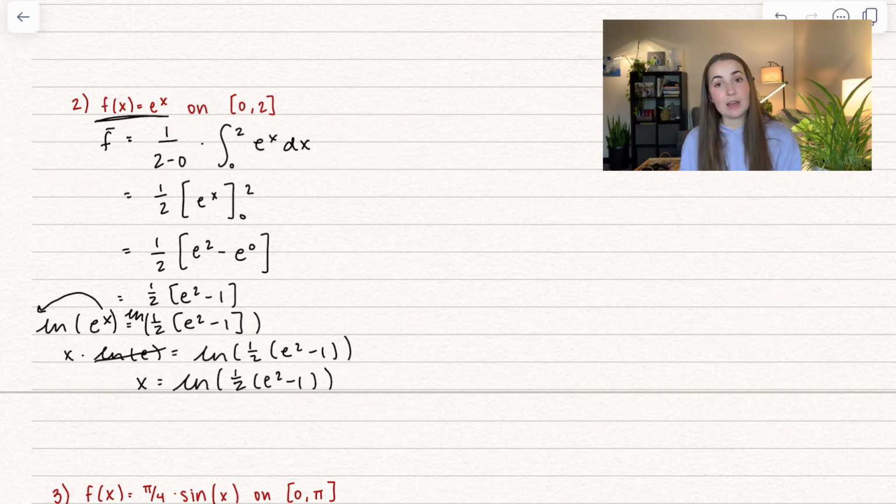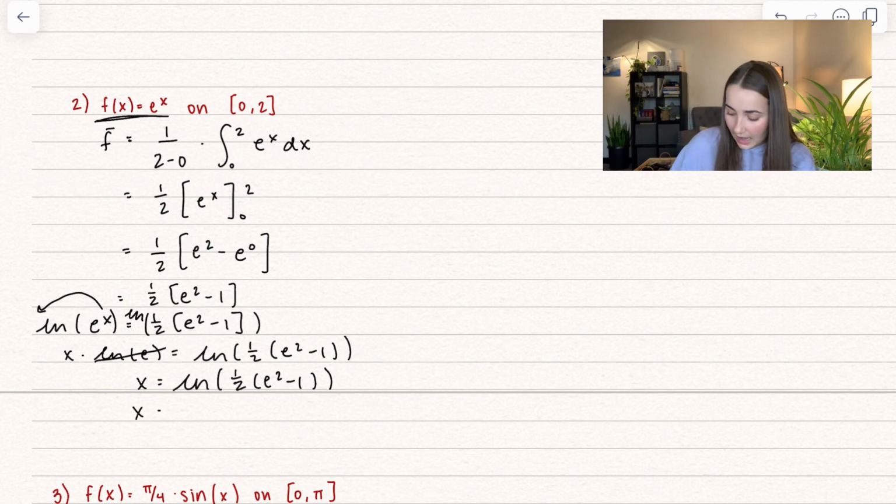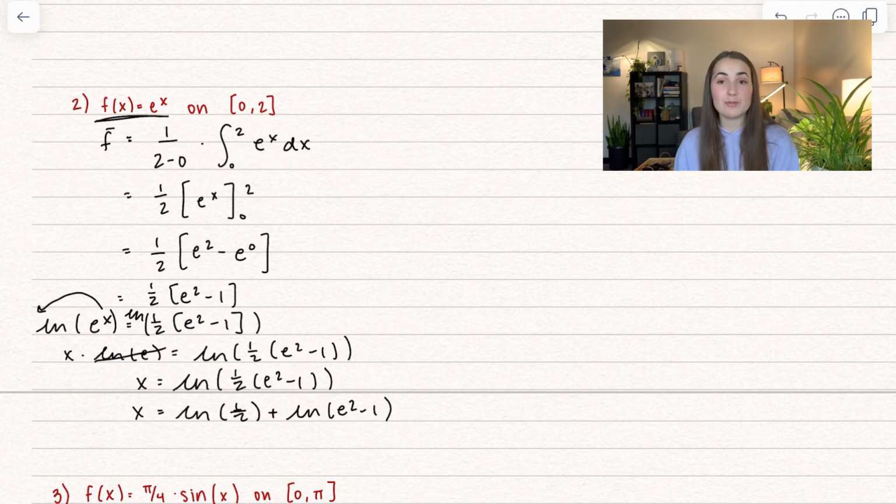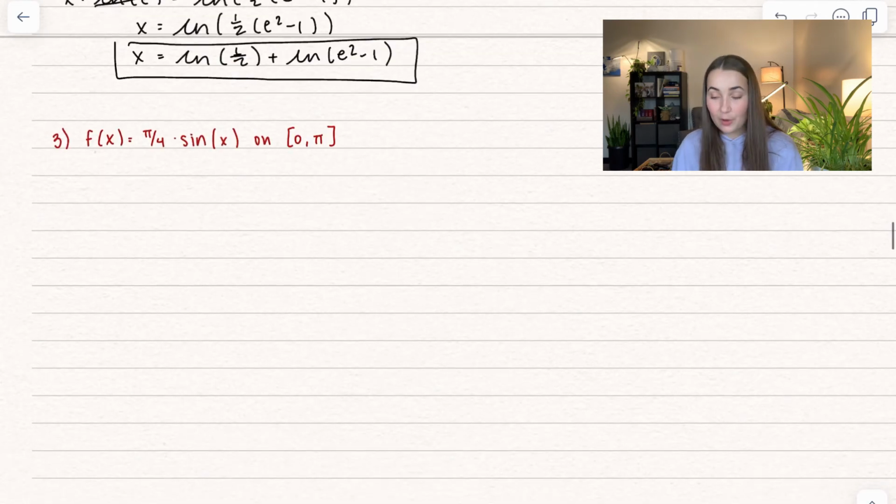You could simplify this out a bit more using natural log rules. I don't know if you'd have to, but I'll just do it just in case. Whenever we have multiplication going on in natural logs and logs, we can just simplify that by making them add. And here we get our final solution. So this is where the average value hits the function. Let's go ahead and try a trig one.